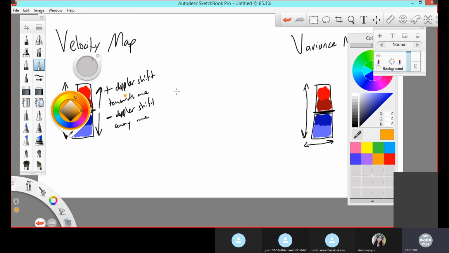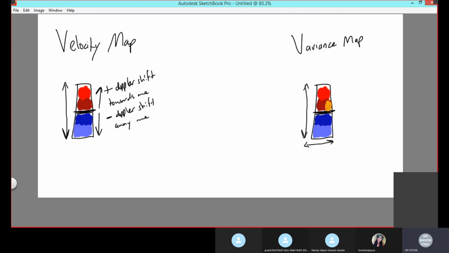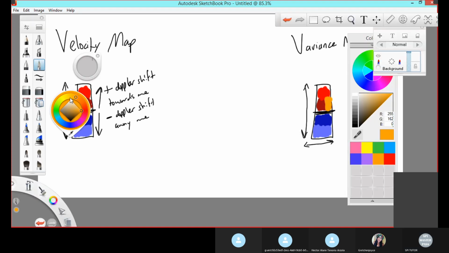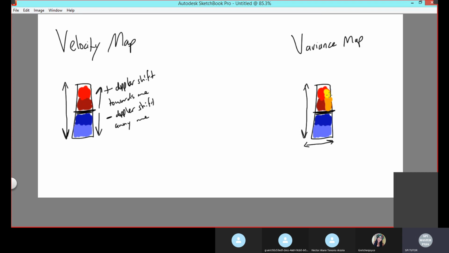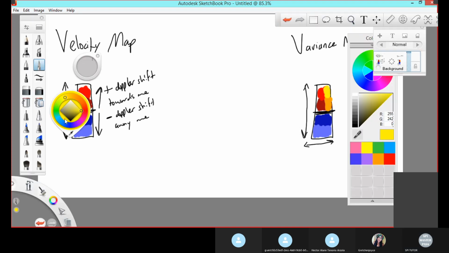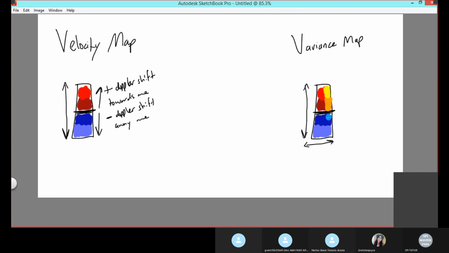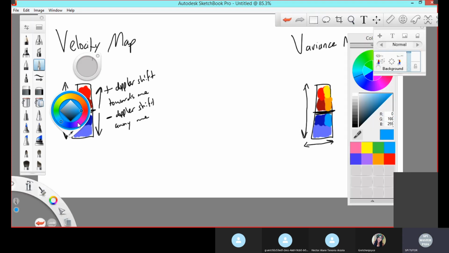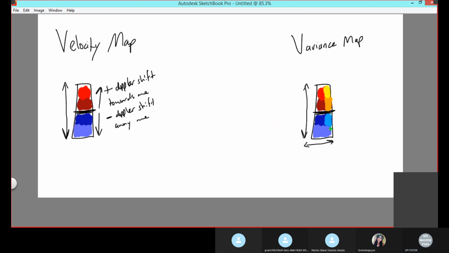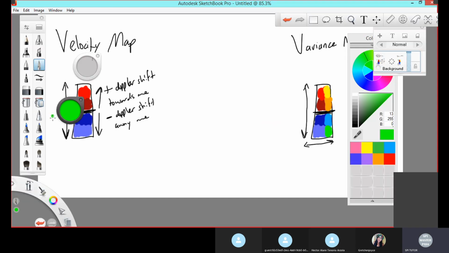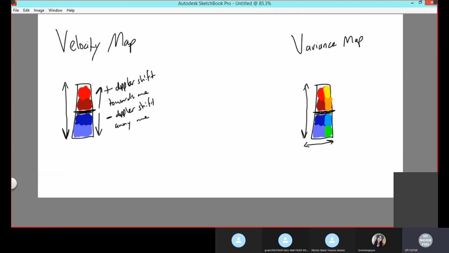So let me add some different colors. I'm going to add this color here, this color here, a yellow, then this light blue here, and then green right here. So now you can see that there is a changing color vertically, because I still have colors changing vertically, but I also have colors changing side to side. So with this comes additional information.